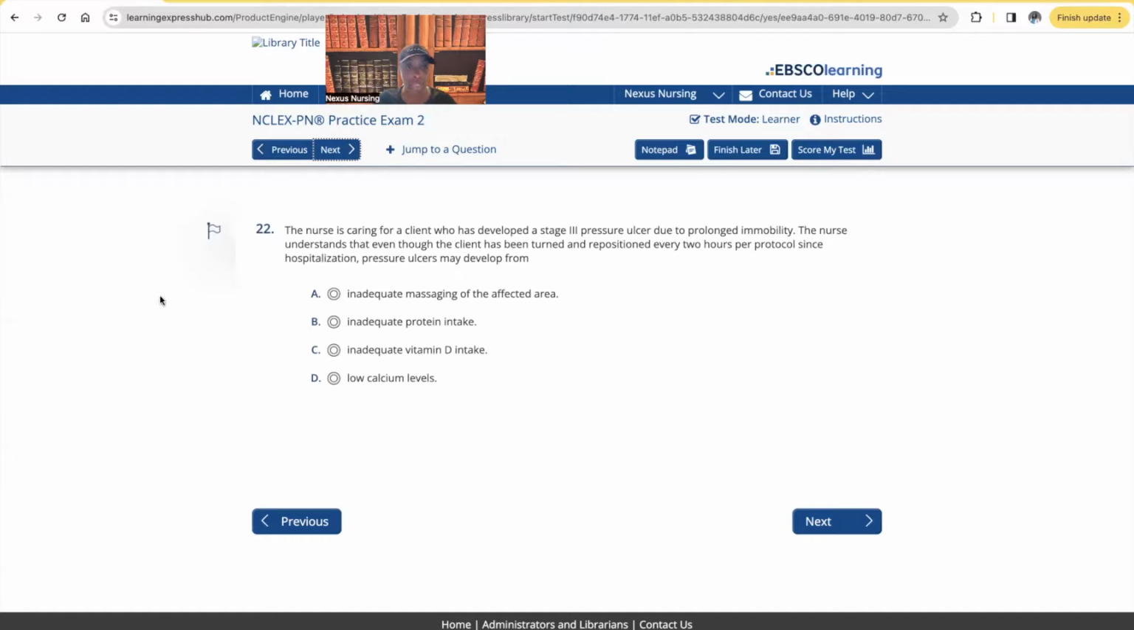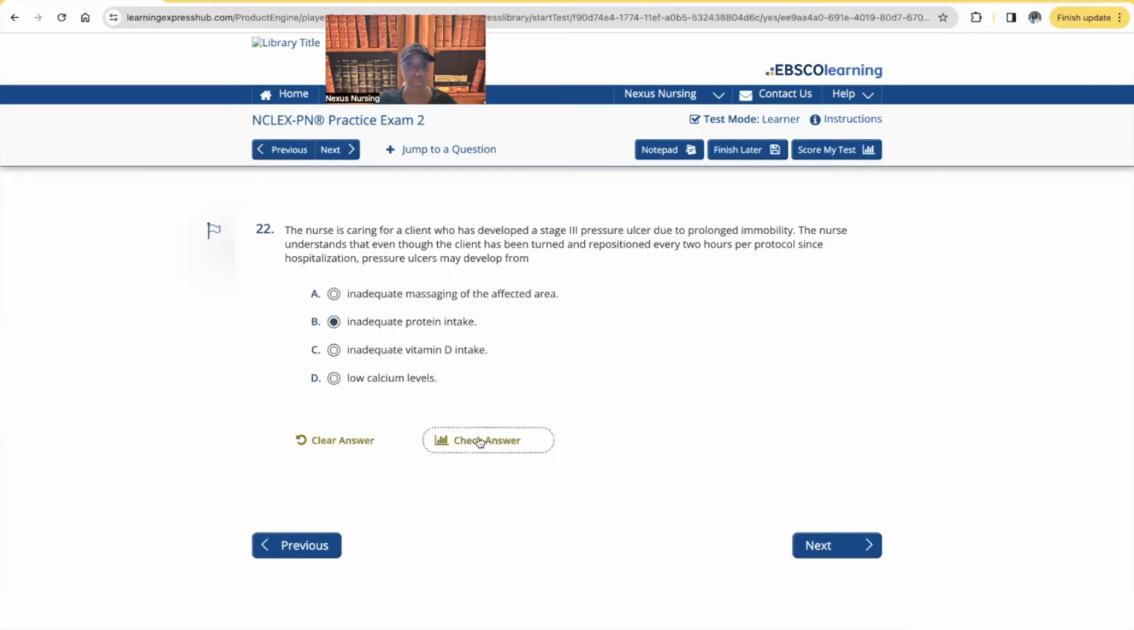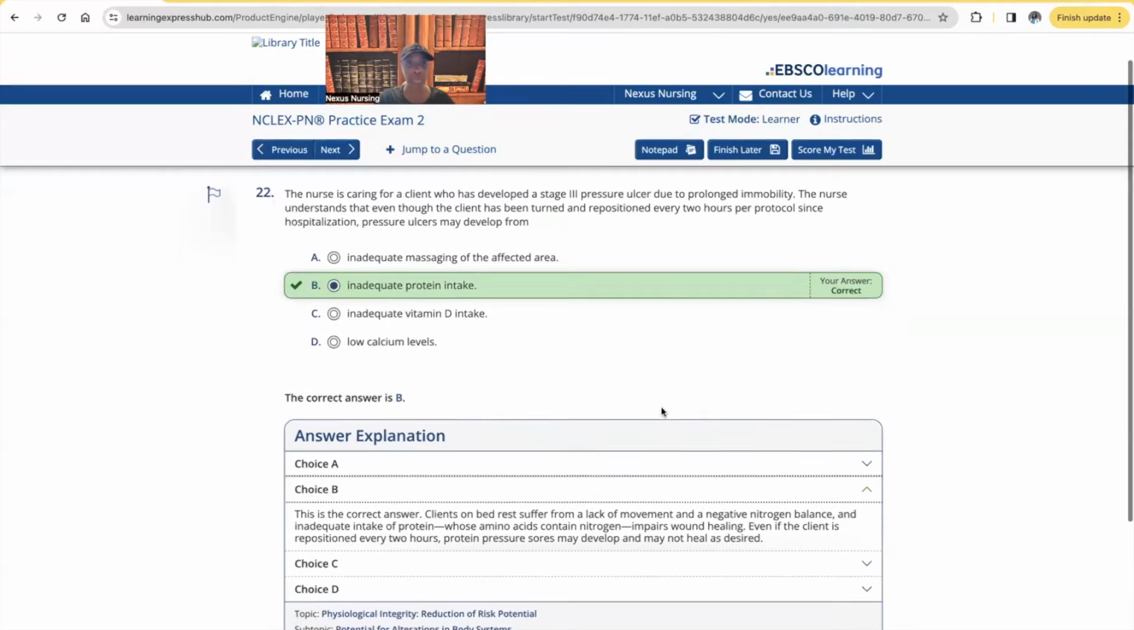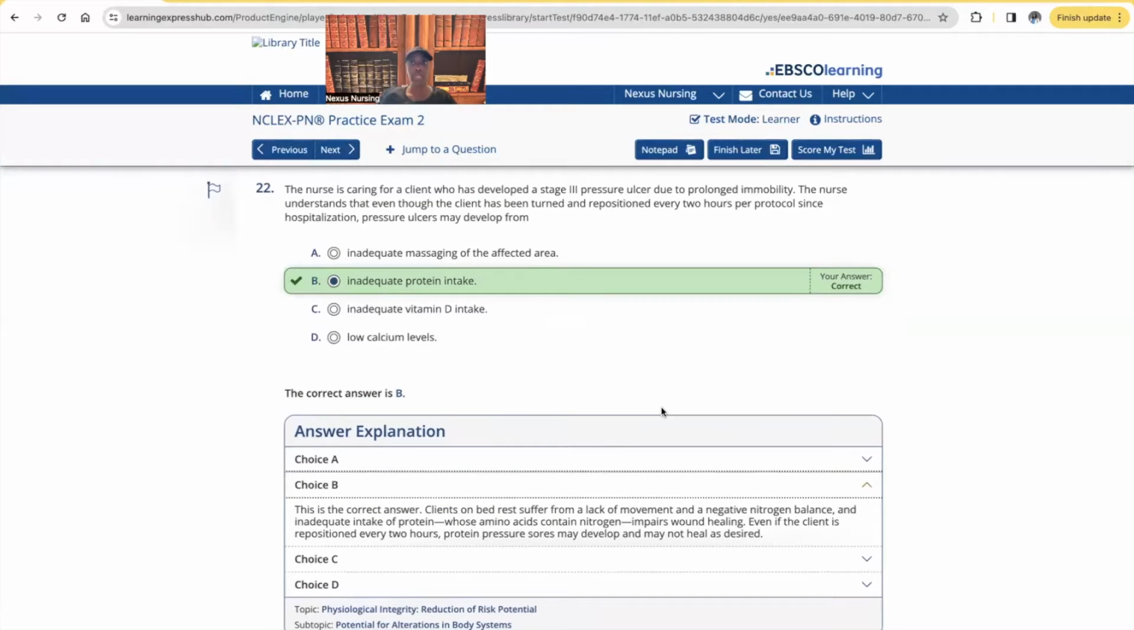Okay, and the correct answer: inadequate protein intake. When it comes to wound healing, pressure ulcers, the patient has to have protein. Why? Protein helps with wound healing. Vitamin C helps with wound healing, and calories, because calories give you energy to heal, right? So out of all of these choices, it would be inadequate protein.